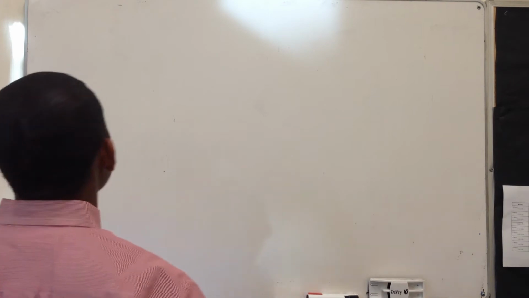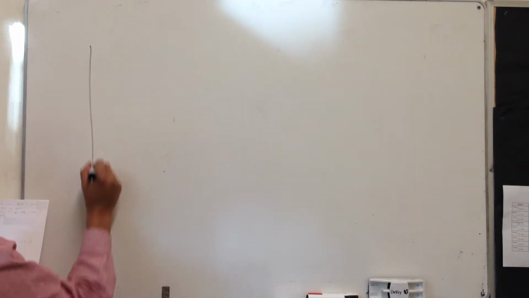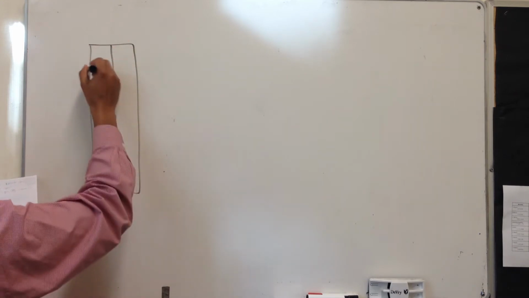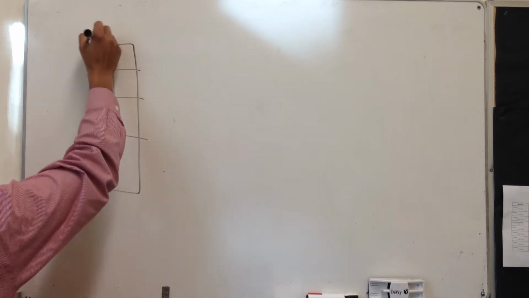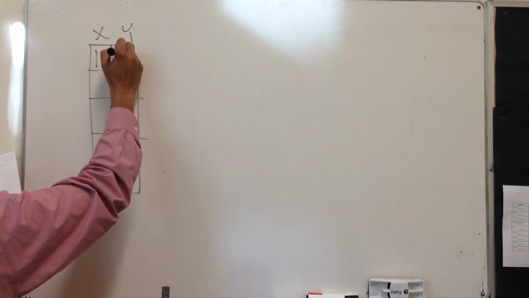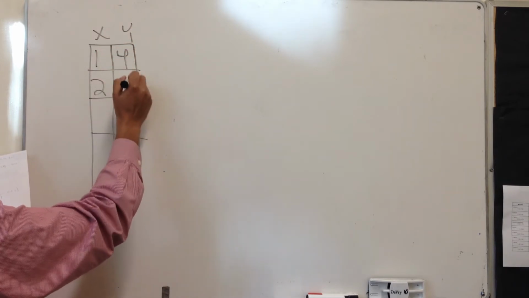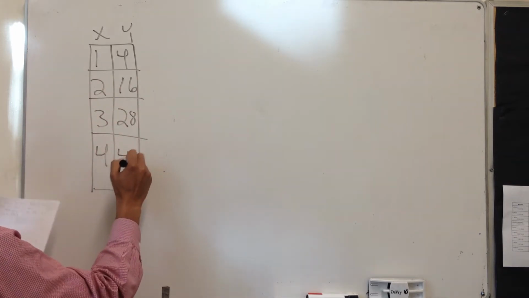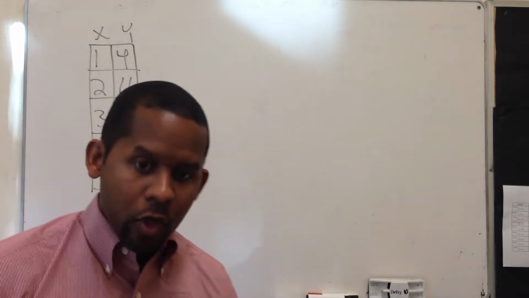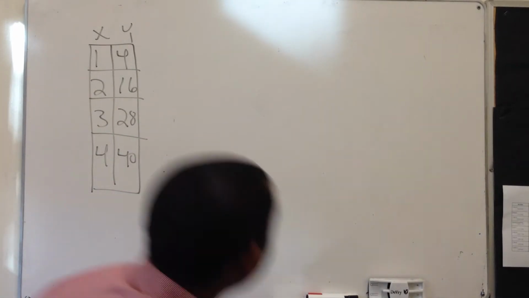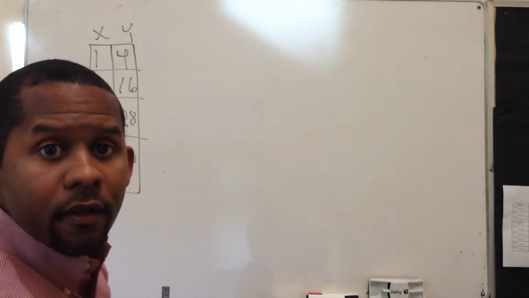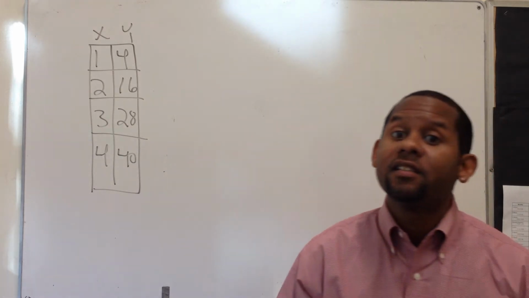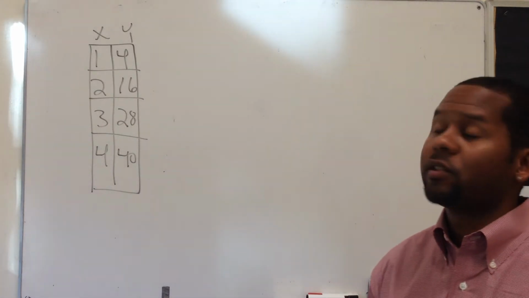Here's your next situation. I'm just going to give you this table. 2, 16, 3, 28, 4, 40. What I want you to do is write an equation that would go along with this table right here. Do this on your own, actually. Pause it right now and do this on your own.